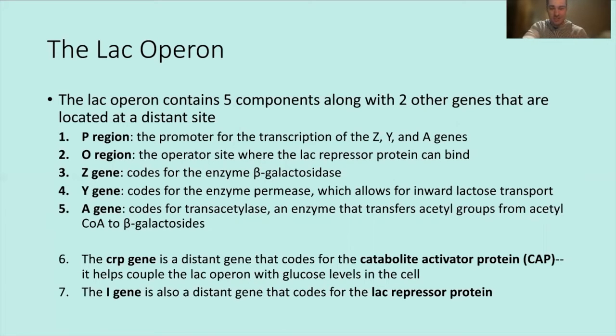The Crp gene is a distant gene that codes for the catabolite activator protein, which we just call CAP, and it helps couple the Lac Operon with glucose levels in the cell.